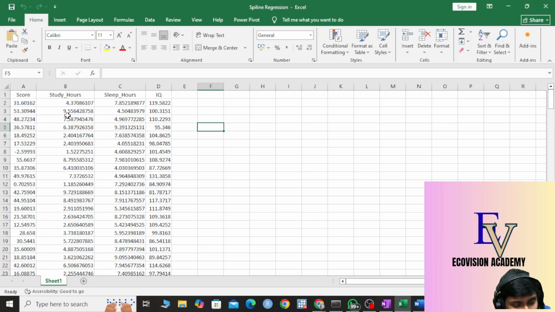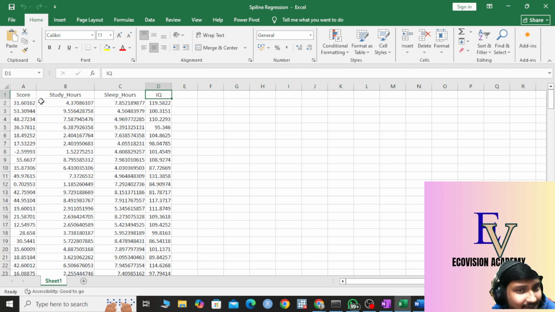What is your dependent variable? Score. And what are your independent variables? Study hours, sleep hours, and IQ. Fine. So pair plot is something like, what is a scatter plot? What does a scatter plot show? A scatter plot shows the relation between two variables. Yes or no? Two variables.